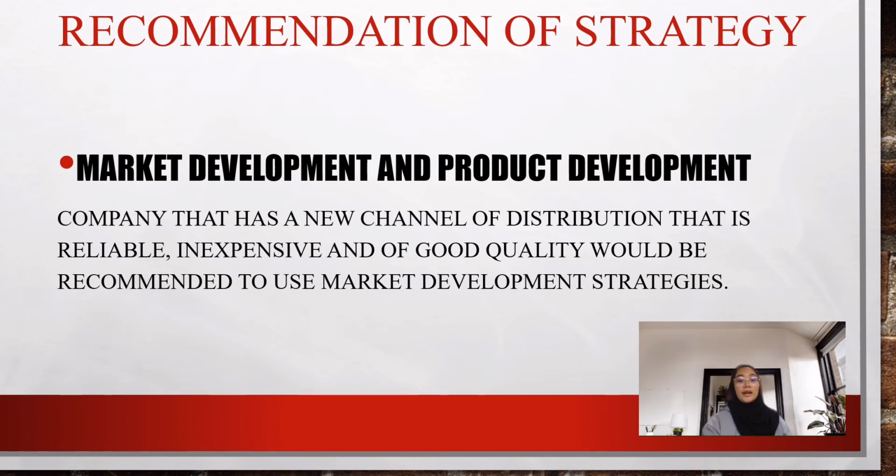This can be supported with the guideline of market development. As we all know, one of the market development guidelines stated that a company that has a new channel of distribution that is reliable, inexpensive, and of good quality would be recommended to use market development strategies. In this case, Samsung is known for its image as the world's largest maker of memory chips, smartphones, and televisions, among other electronic products. With that being said, it is proven that Samsung is able to acquire reliable, inexpensive, and good quality distribution channels. So it is a suitable strategy for Samsung to implement to generate more income.